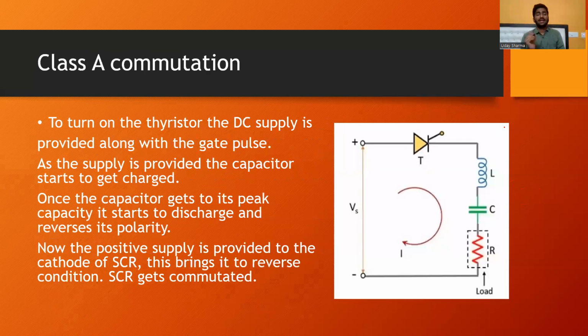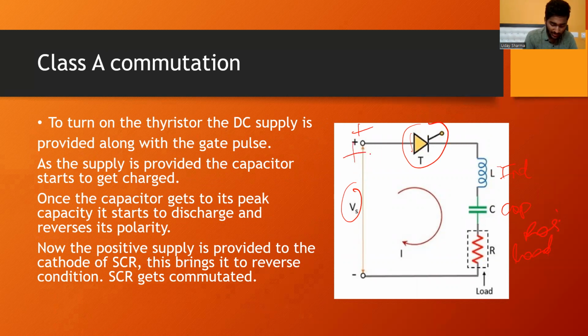Let us discuss class A commutation. Firstly, let us see the circuit for class A commutation. We have a supply going here. We have a thyristor, and the positive supply is given to the anode. To the cathode side, we have an inductor, a capacitor, and a load, mostly a resistor.